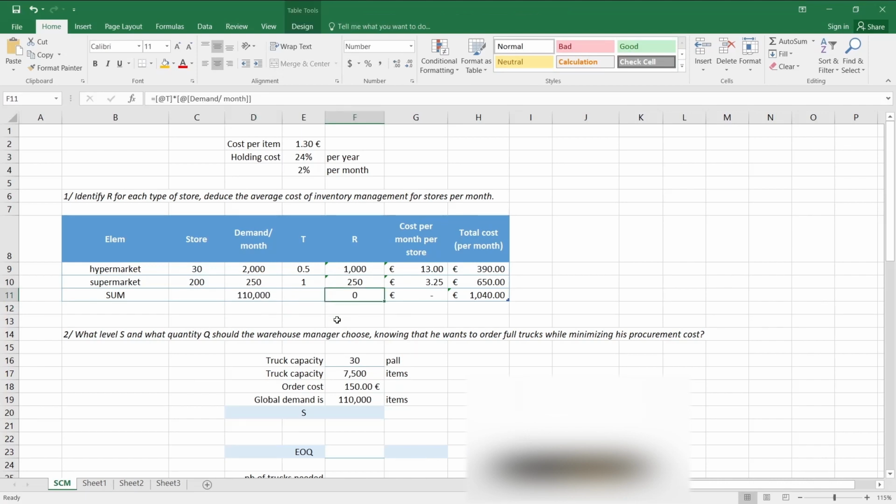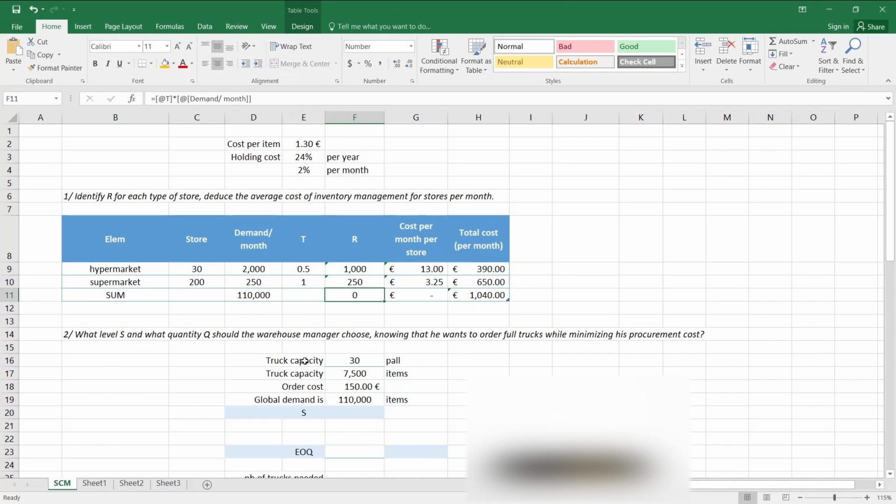Coming now to the second part, we would like to know what would be the level S, which is the threshold that triggers a replenishment, and what is the economic order quantity that we need to choose, knowing that we want to order full trucks while minimizing our procurement costs.